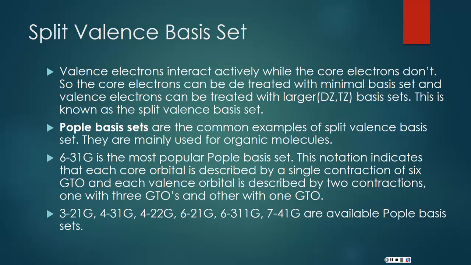Pople basis sets are the most common type of split valence basis set, and 6-31G is the most popular Pople basis set. The notation indicates that each core orbital is described by a single contraction of 6 GTOs, and each valence orbital is described by two contractions, one with 3 GTOs and the other with 1 GTO.